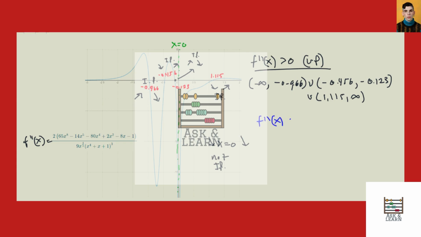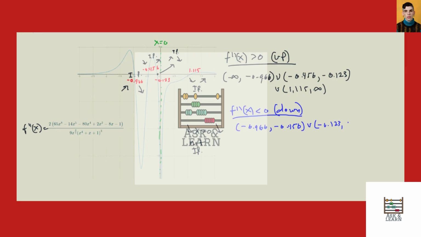Then when f double prime is strictly less than 0, we know the function will be concave down. And this will occur on negative 0.966 to negative 0.456, union with negative 0.123, and let me zoom out a little bit, to 0, and then 0 to 1.115. So we have our intervals where the function is concave up, concave down, and all of our points of inflection. So we're done with the problem now.